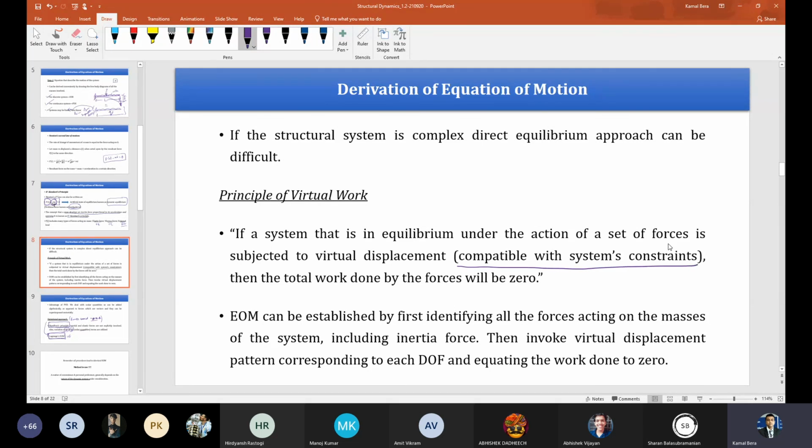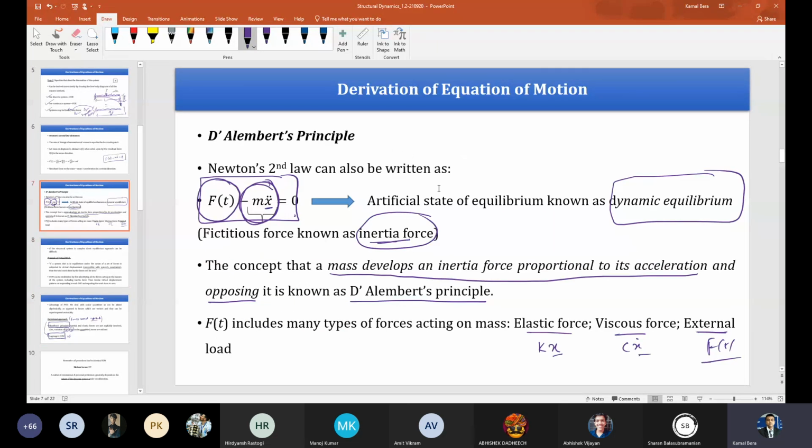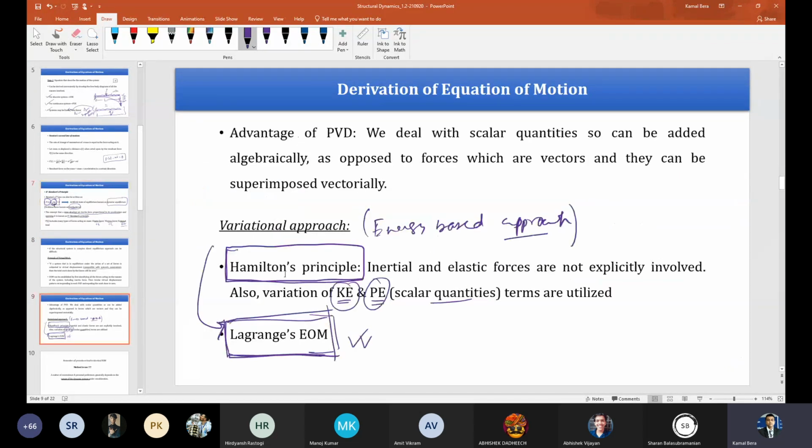Then the total forces, the forces keeping the system in equilibrium, do zero work through this virtual displacement. We will discuss the derivation of the equation of motion for a single degree of freedom system, maybe in the next class. Then you will see what the principle of virtual work or the Lagrange equation of motion is. Newton's law and D'Alembert's principle are very simple, but as I mentioned, for complicated systems this will be much more useful.